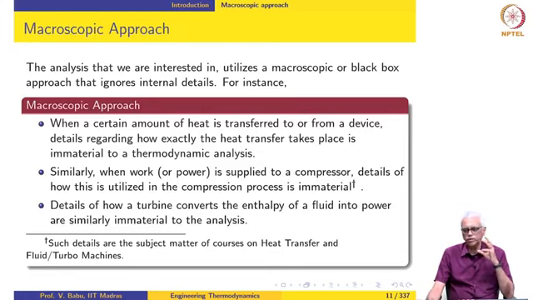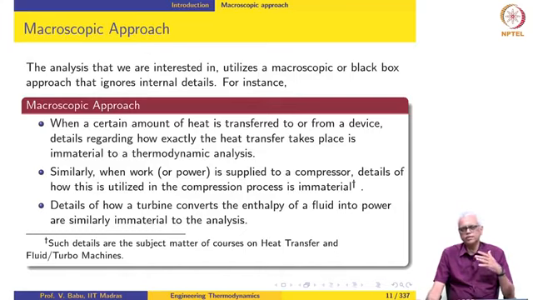For instance, we do not worry about whether it is due to conduction heat transfer or convection heat transfer or radiation. We simply say that a certain amount of heat is transferred to or from the device. We do not worry about the details. Similarly, when we say that a certain amount of work or power is supplied to a device, let us say to a compressor, we do not really bother about whether the compressor is a centrifugal compressor or an axial flow compressor, or even for instance a reciprocating compressor for that matter.